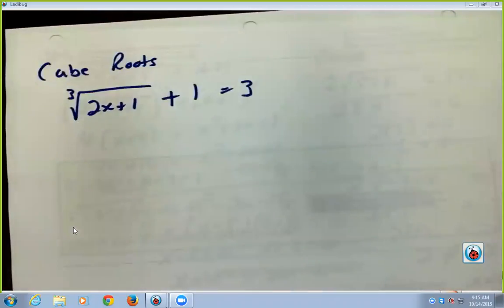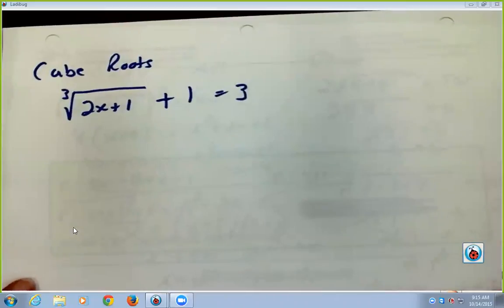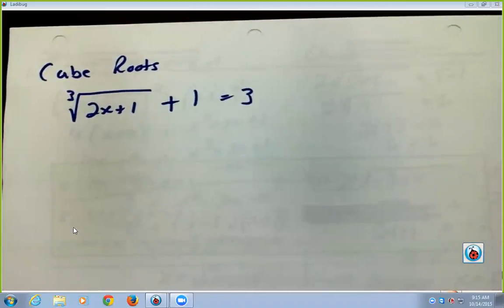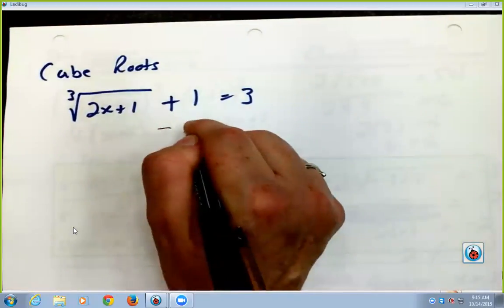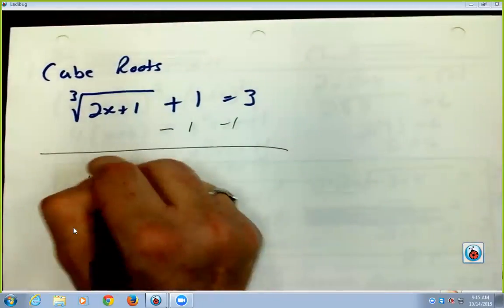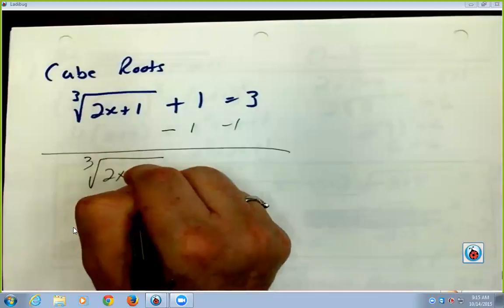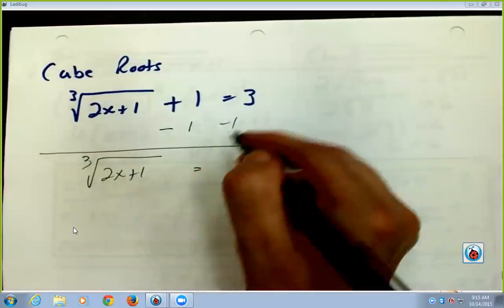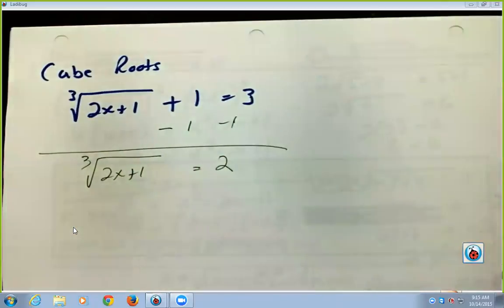Cubes, on the other hand, let's get this out of there. The only difference between a cube root and a square root is that instead of squaring, we're going to cube whatever we happen to have. There will never be a variable on this other side. So keep that in mind that there's no variable there. So I still got to get it alone. So I'm going to minus 1. Cube root of 2x plus 1 is equal to 3 minus 1 is 2.